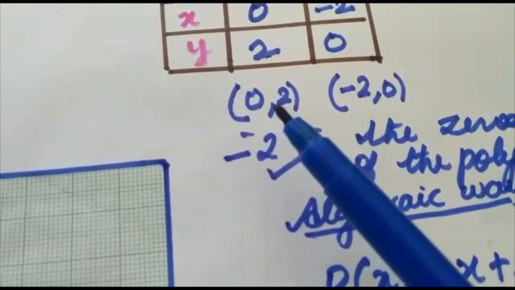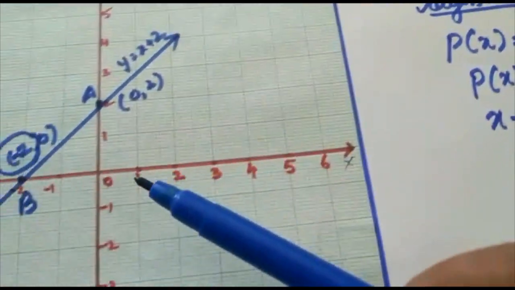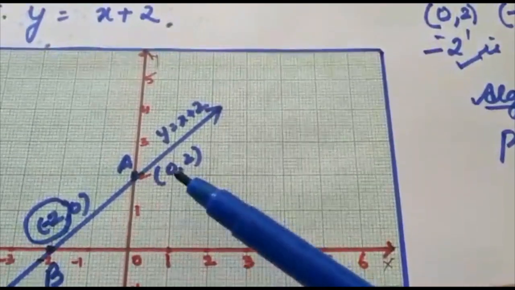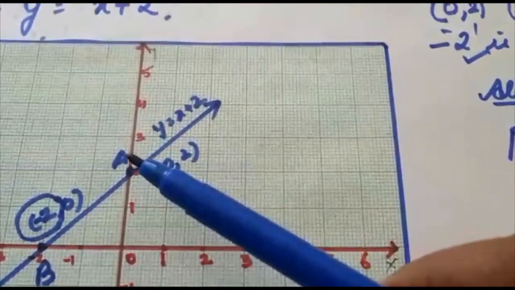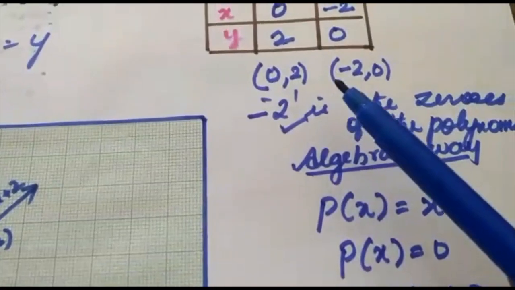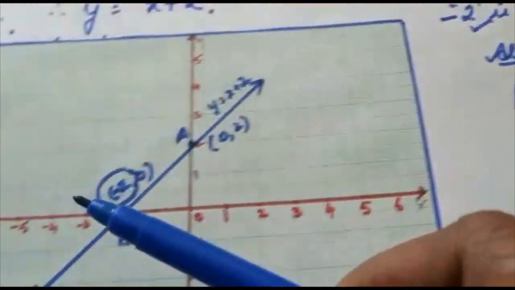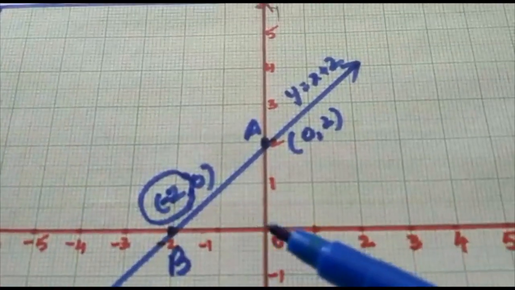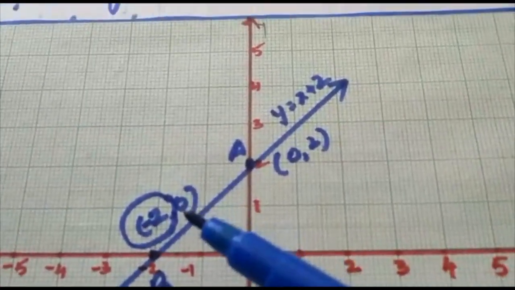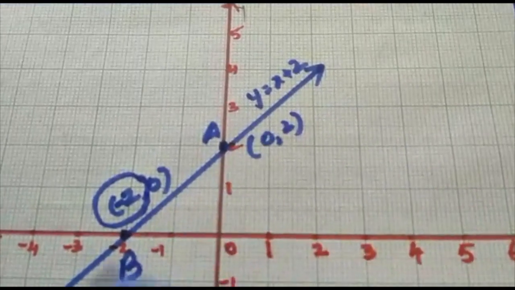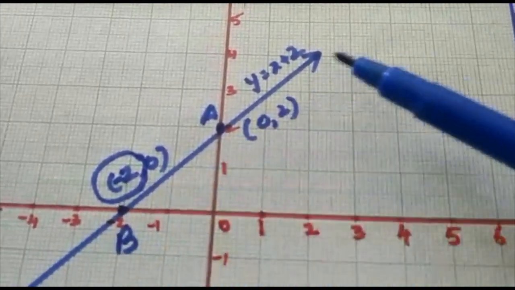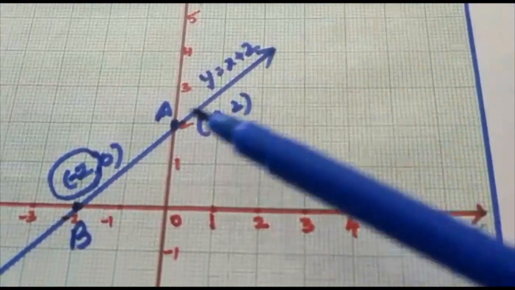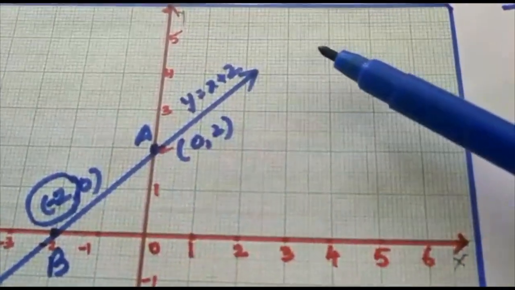In the graph, I am going to plot 0, 2. Where is 0, 2? 0 from the x-axis and 2 from the y-axis. So this is 0, 2. Let us name it A. The second coordinate is minus 2, 0, so it will be on the negative x-axis, where x is minus 2 and y is equal to 0. Now I am going to join A and B. When you join A and B, it will be a straight line. So whenever there is a linear polynomial, the graph will always be a straight line.